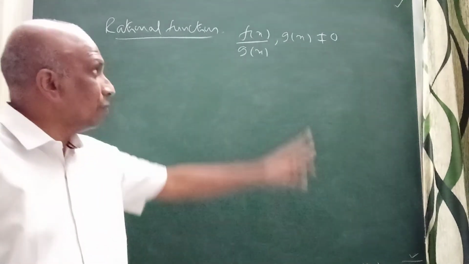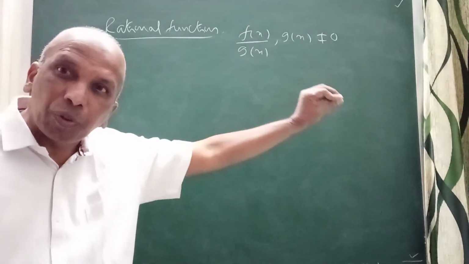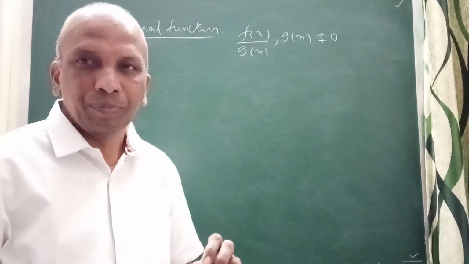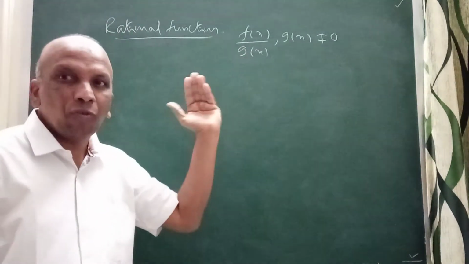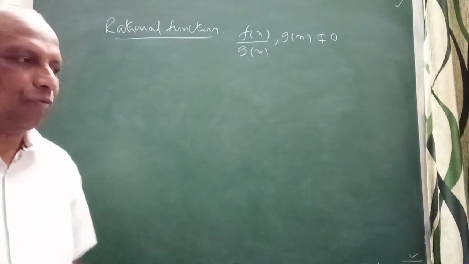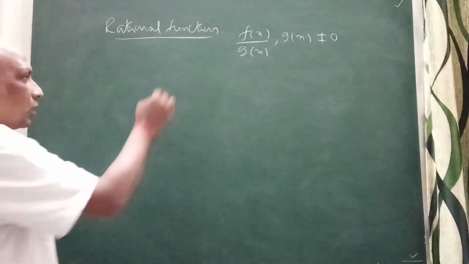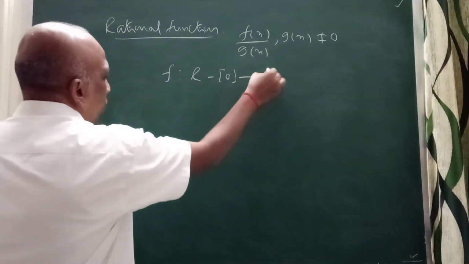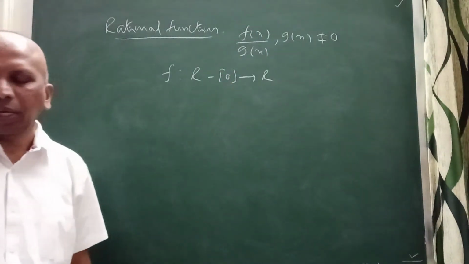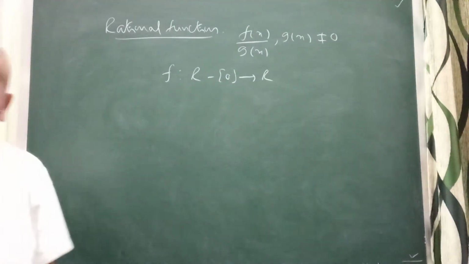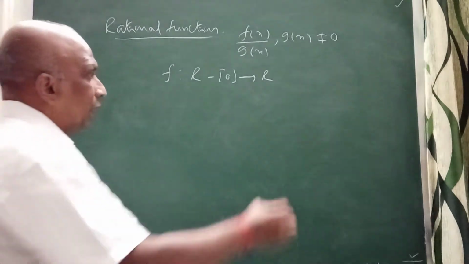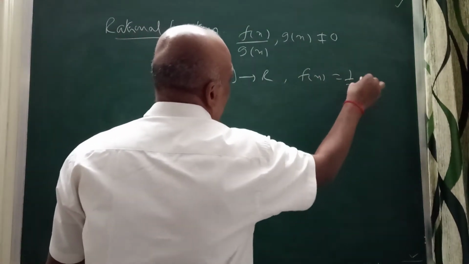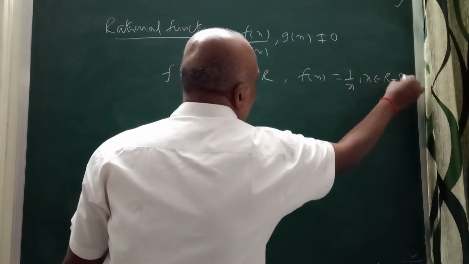The functions of the type f of x by g of x, g of x not equal to 0, where f of x and g of x are polynomials defined in its domain, then this is called rational function. Example, I can discuss suppose the function f from R minus singleton 0 to R. This is a function defined by f of x is equal to 1 by x, x belongs to R minus singleton 0.